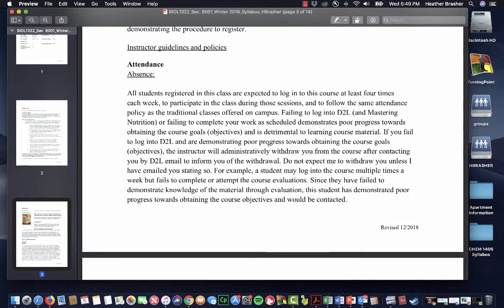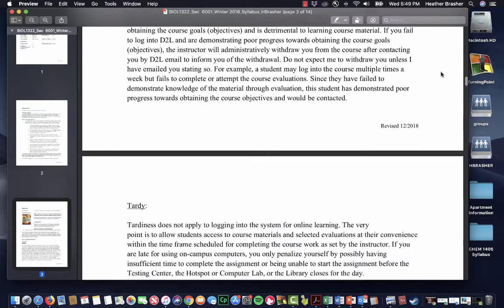Now, I will not withdraw you unless I have emailed you, okay? So keep that in mind as we go through that you have to be logging in and you have to get your stuff done. Now, if you log in twice a week and you work a really long amount of time and you complete everything, then the policy of logging in 4 times a week isn't as important, but make sure that you're completing all your assignments like you should be.